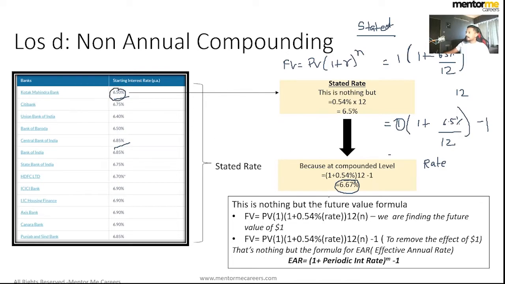Now, this is called the effective annual rate. All right, so that's the concept. Do not try to remember this formula, because there's no point in doing so. It's nothing but the future value formula itself.